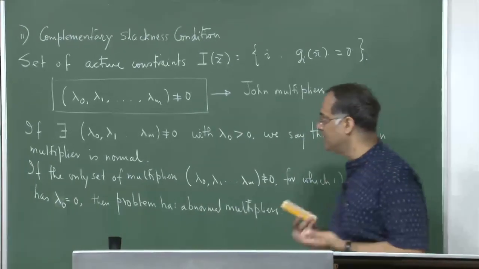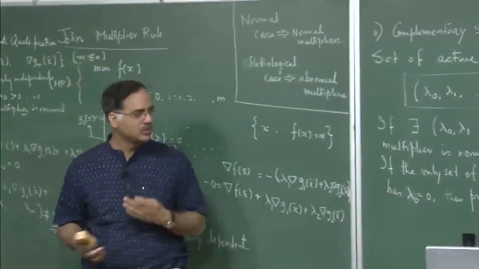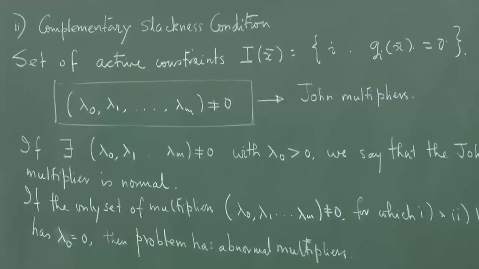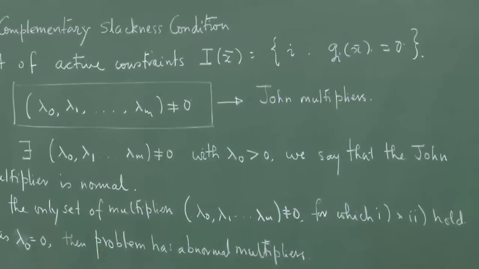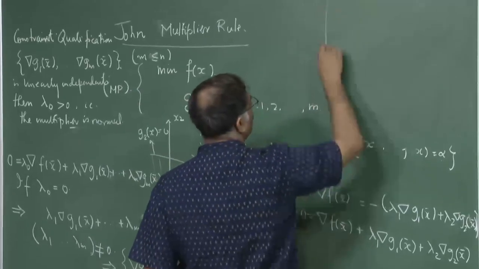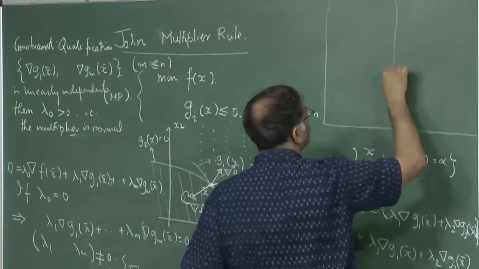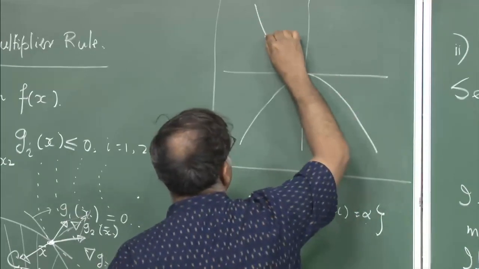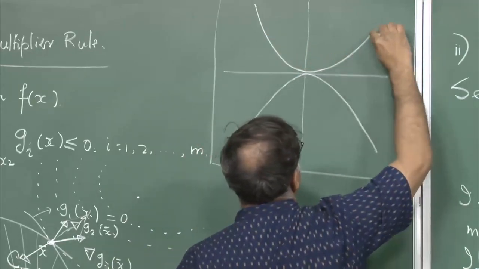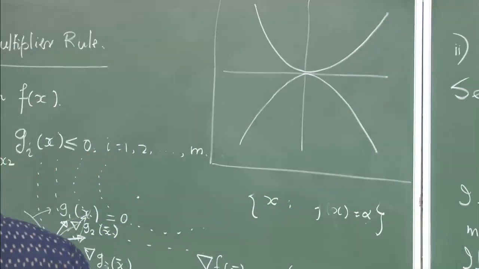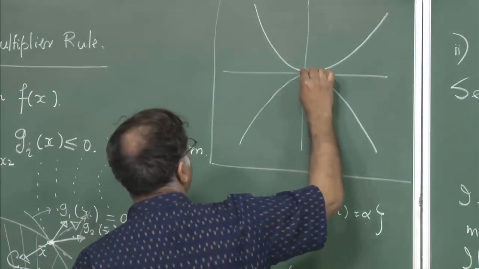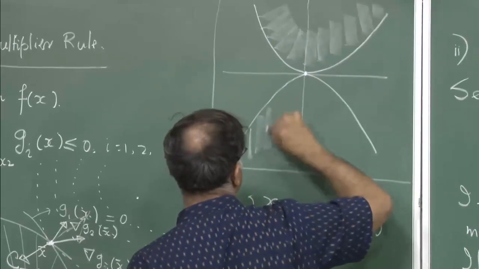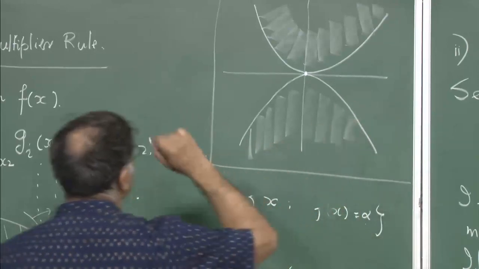Now, let us see what the situation is where we can have only abnormal multipliers. There is no way we can get a normal multiplier. So, here I am just rubbing this part off. Now, let us look at this situation. One constraint says y is greater than or equal to x square, another says that y is less than or equal to minus x square, some sort of thing like this.